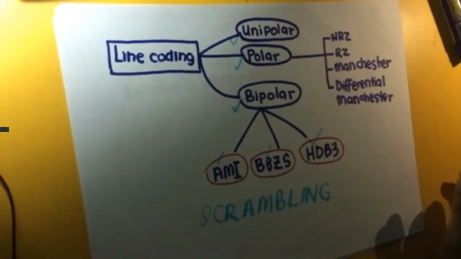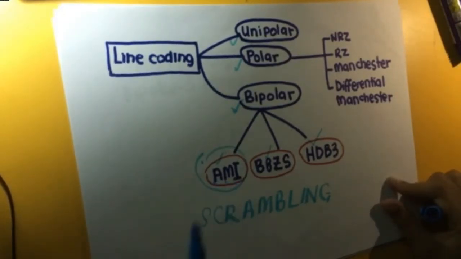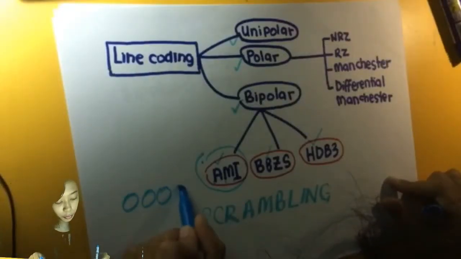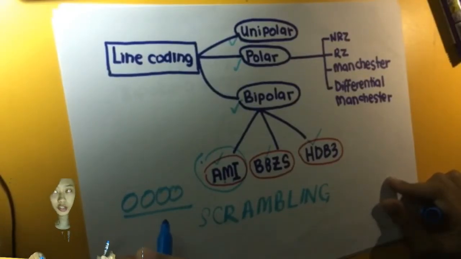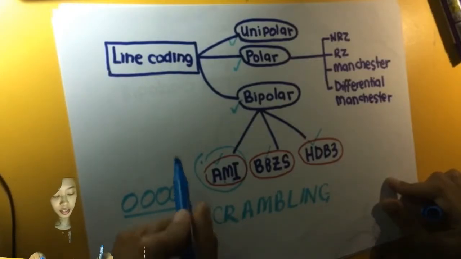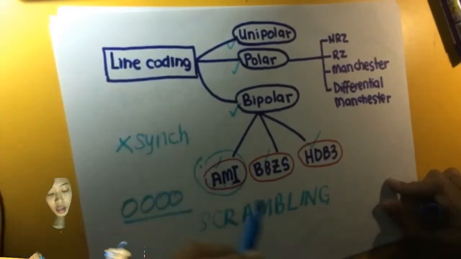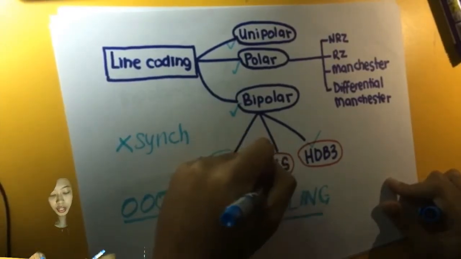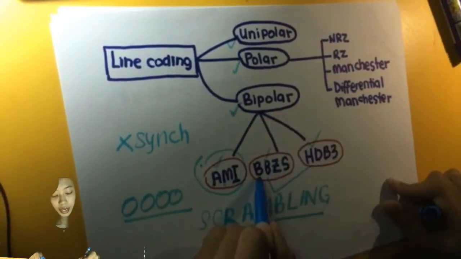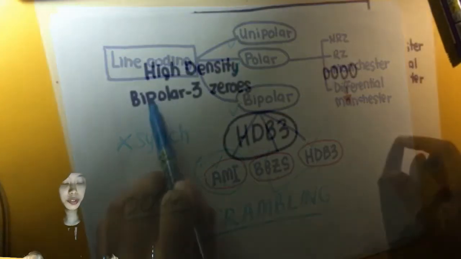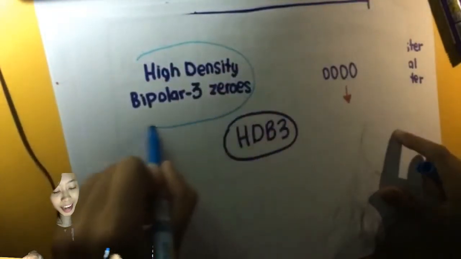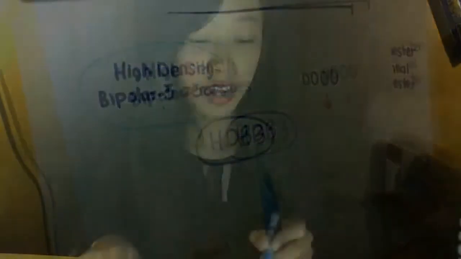Scrambling is a technique to overcome the limitation of AMI, which is not synchronized because it can have a long sequence of 0s. Since there is a long sequence of 0s, there is no transition. Then the signal is not synchronized. No synchronization. So this scrambling technique involves these two, B8ZS and HDB3. HDB3 stands for high density bipolar 3 zeros.